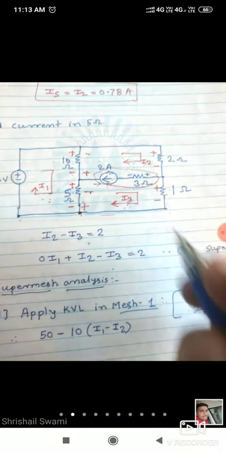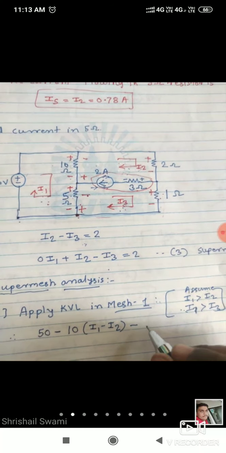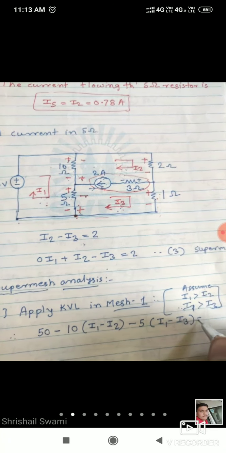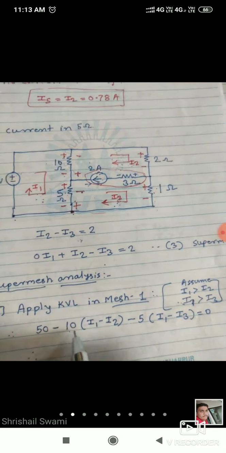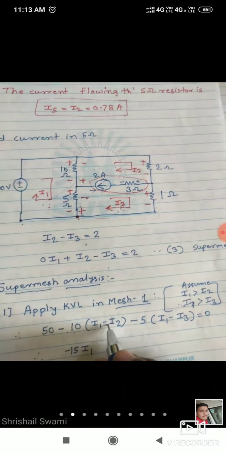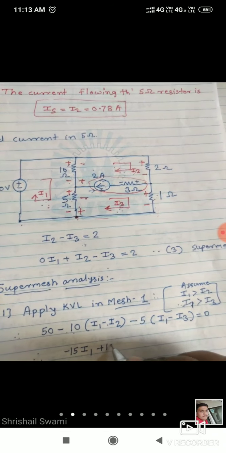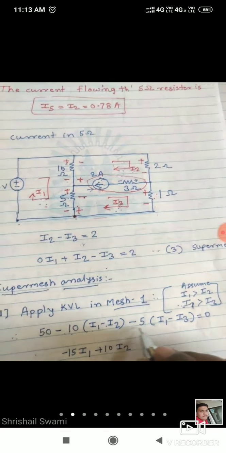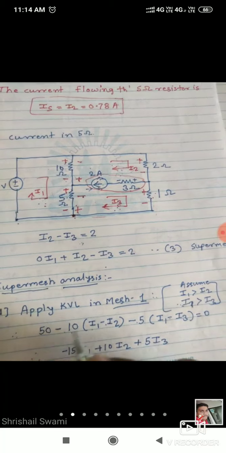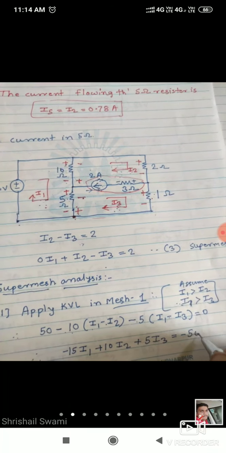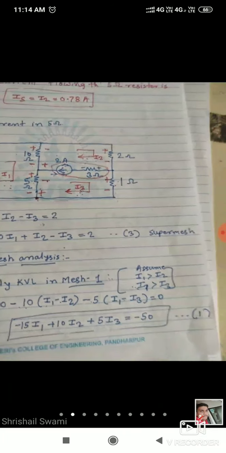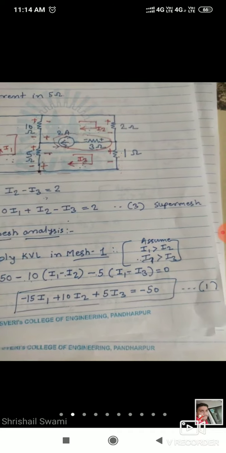Next one, come to 5. Plus is observing, that's why it is minus. 5 into (I1 minus I3) is equal to 0. So rearrange the equation: minus 10 and minus 5, that is minus 15 I1, minus minus, plus 10 I2. Then the I3 term is minus minus, becomes plus 5 I3, and this plus 50 goes to the right hand side, becomes minus 50. So this will be equation number 1. Okay, now next.